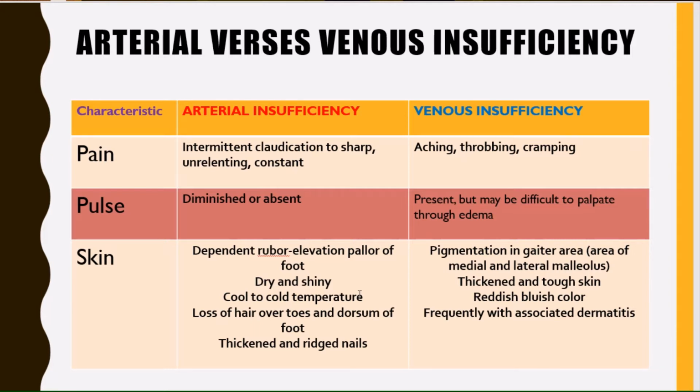At the same time, we can compare in venous insufficiency, where there is pigmentation in the gaiter area, which is the area of the medial and lateral malleolus. The skin will be tough and thickened. There will be reddish-bluish coloration, and the patient may have dermatitis, especially when they have chronic venous insufficiency.